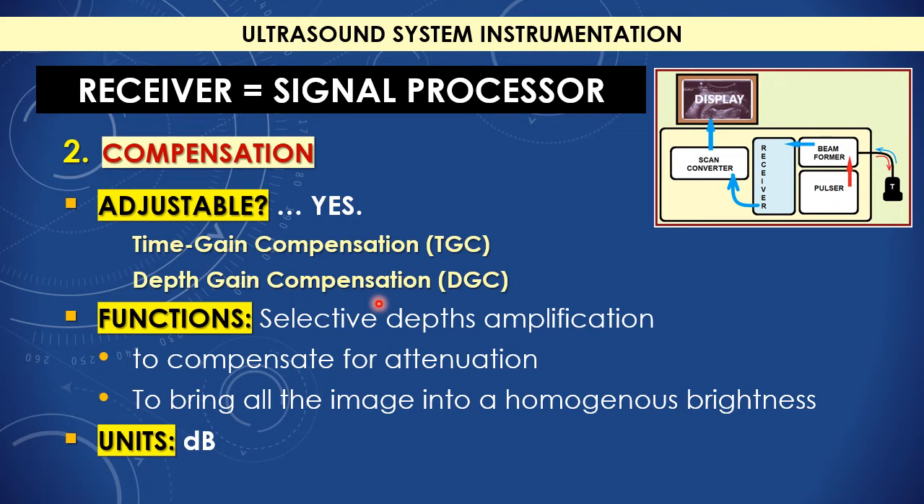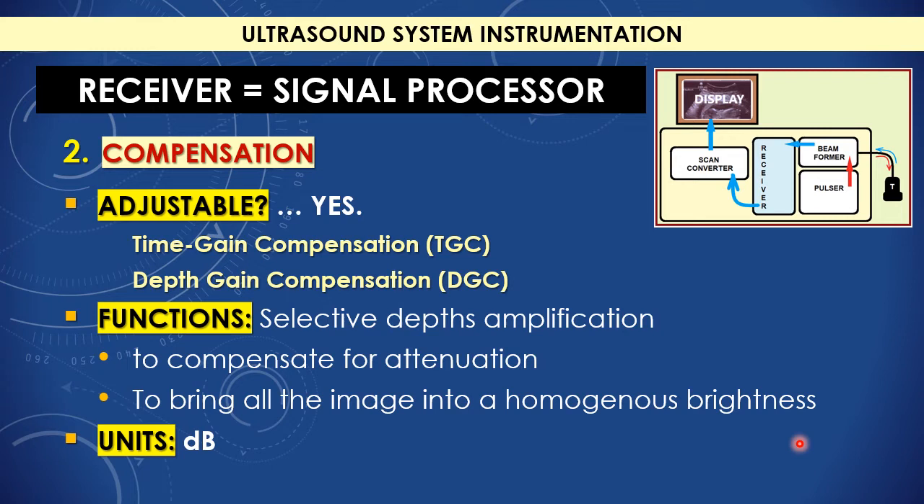Okay, they are number one, compensating for attenuation, I just mentioned it. But also you can adjust the brightness of the image, make it more homogeneous brightness. So if you look at the image and you see that some areas or some levels, for example, the far field or the midfield or the deep field, are not in the same homogeneous brightness, I can adjust also the homogeneous brightness of the image through the TGCs.